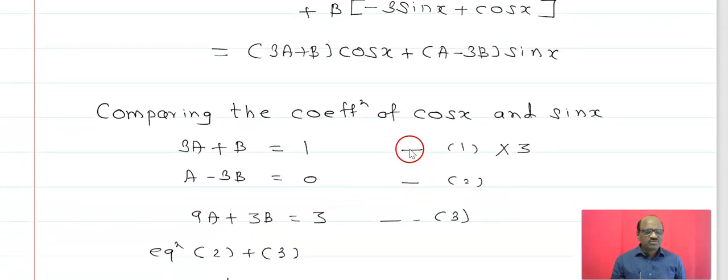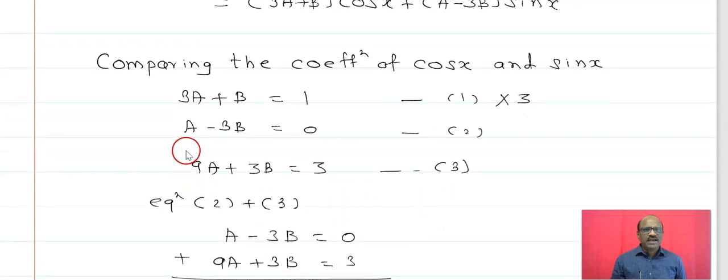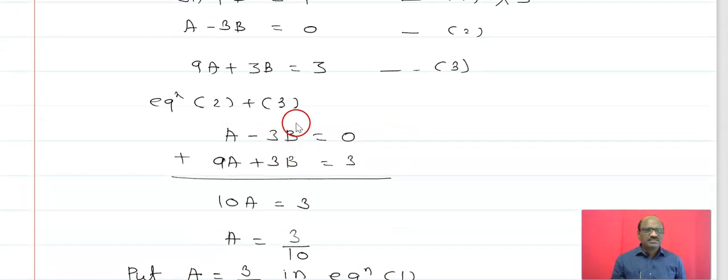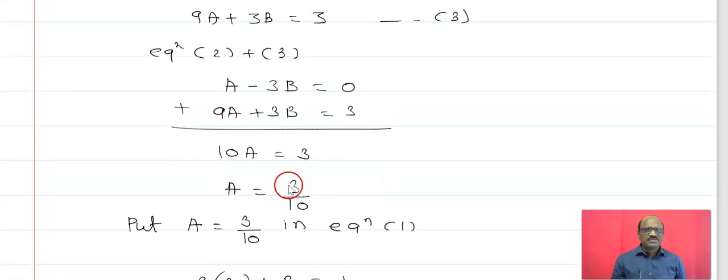Now we will solve these two equations simultaneously. First, multiply equation number 1 by 3, and it becomes 9a plus 3b is equal to 3. That is equation number 3. Then add equations number 2 and 3. Adding a minus 3b equals 0 and 9a plus 3b equals 3, minus 3b plus 3b get cancelled. You will get a plus 9a, that is 10a, equal to 3. Therefore, a is equal to 3 upon 10, and this is the value of a.